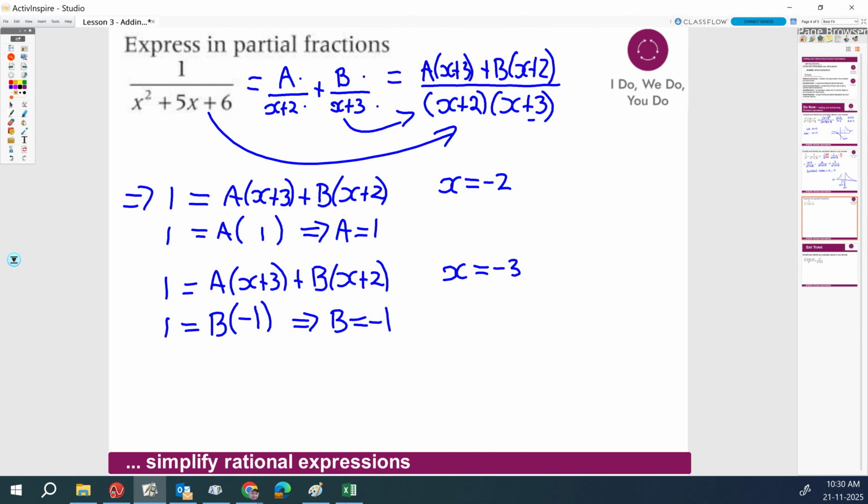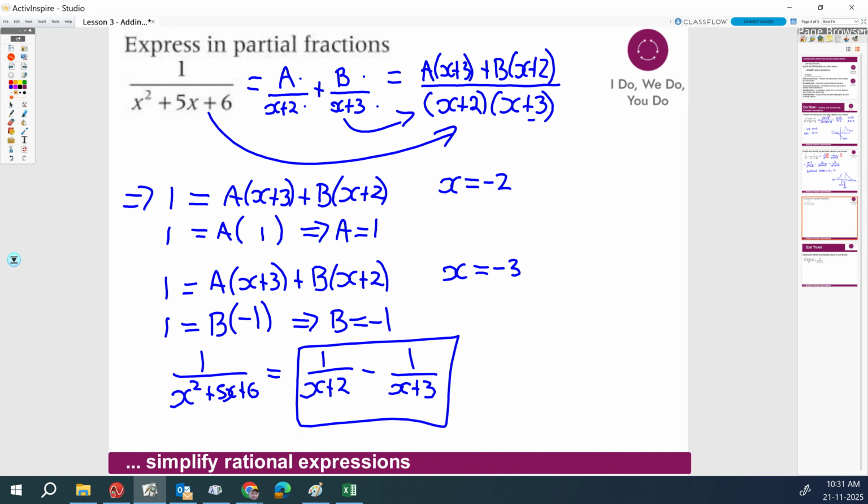So if I wish to do a partial fraction decomposition of this, I can write it as 1 over x plus 2 minus 1 over x plus 3. These have to be the same. Take a minute now and check. Combine these two together with a common denominator and simplify. Where do you end up? Verify our answer. I'll give you a minute for that.